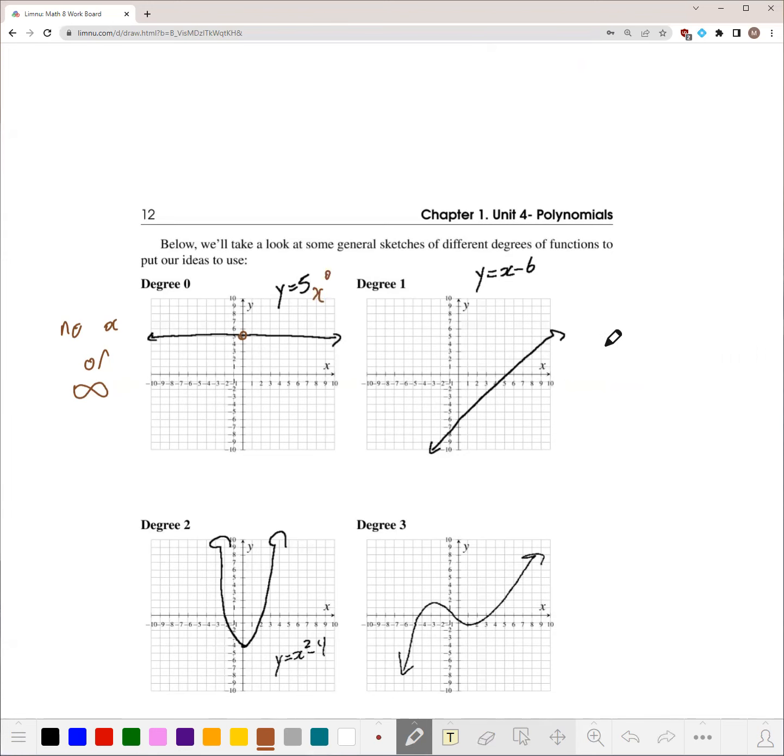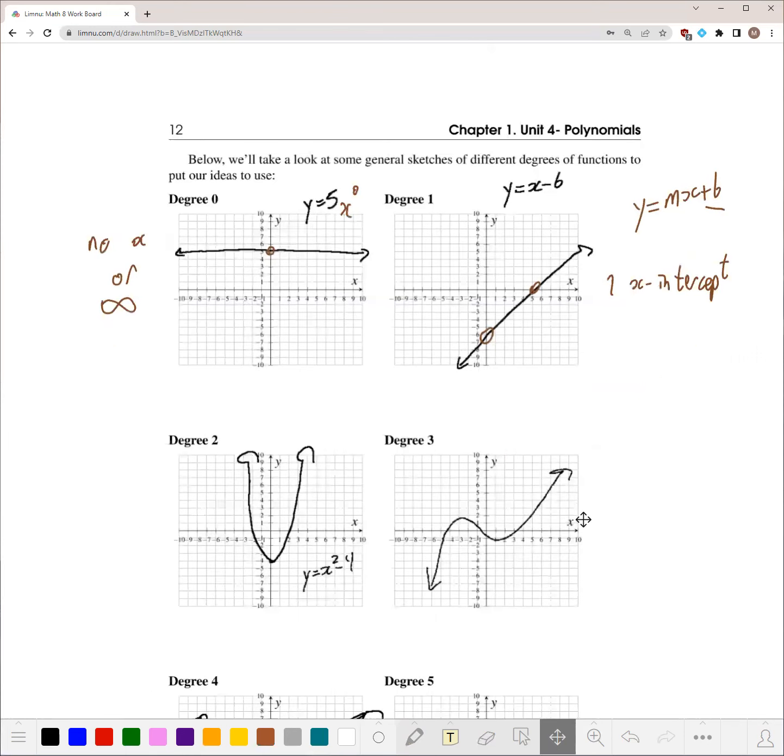Okay, if we've got a degree 1, here's an example, y equals x minus 6. So there's a vague graph of that. We've got this general form we've already worked with, y equals mx plus b. Using this, we always knew there was one y-intercept at whatever our constant value was, usually the letter b. And there's also an x-intercept. There's always one x-intercept. And that's probably sufficient for our needs right now.